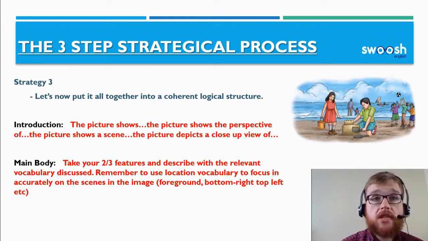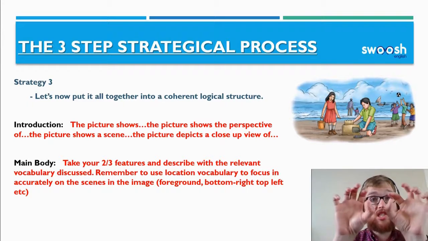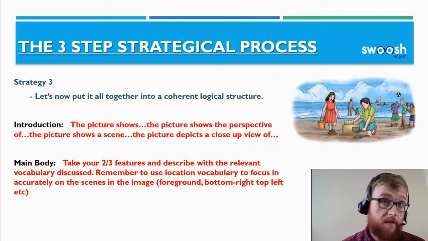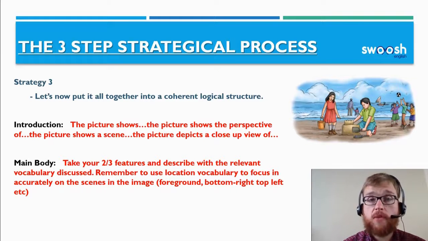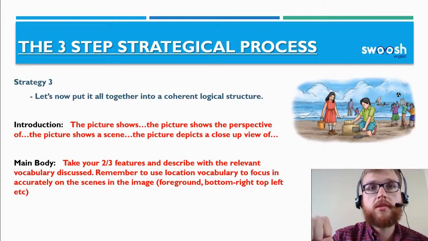Remember to use location vocabulary to focus in accurately on the scenes in the image, the foreground, the bottom right, the top left, etc. So if we take our example of the boy and the girl who are building sandcastles on the beach, how would we describe them? Well, I like to think they're in the foreground. They are at the very front of the image, in the center as well. So we could say, in the foreground, at the center of the image, there is a boy and a girl building sandcastles by the beach. The boy is kneeling down on the beach, whilst the girl approaches, walking with the bucket.